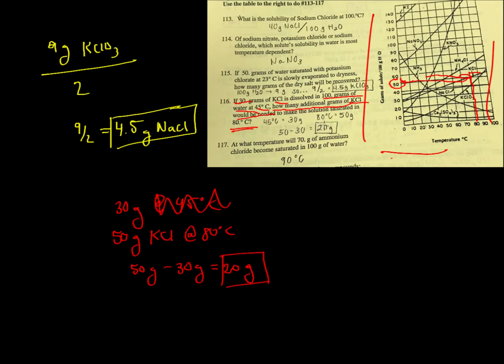Let me know if you have any other questions. I would just redo these questions and try to understand the steps behind them. Once you figure out how to do it, the math is relatively straightforward. It's 9 divided by 2 and 50 minus 30, but of course finding out what math to do in the first place is where the challenge lies.